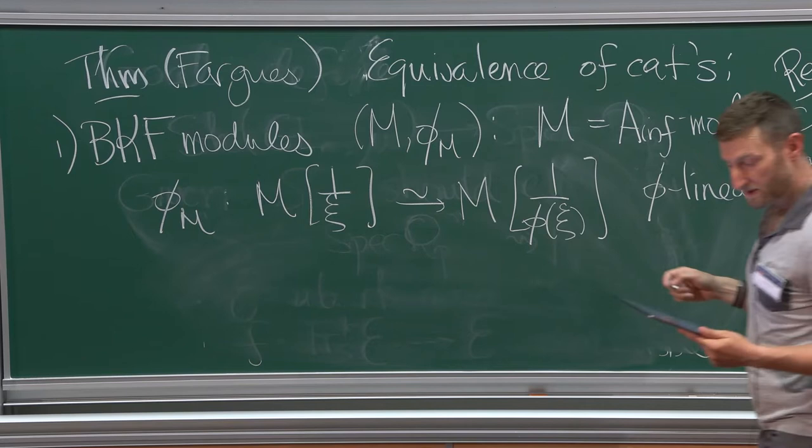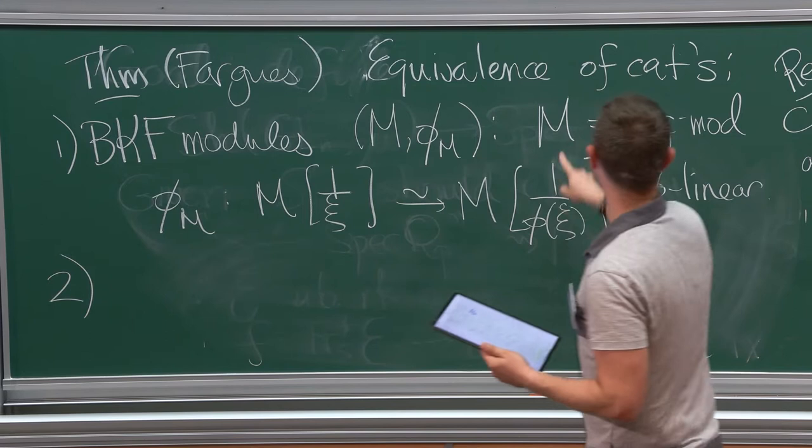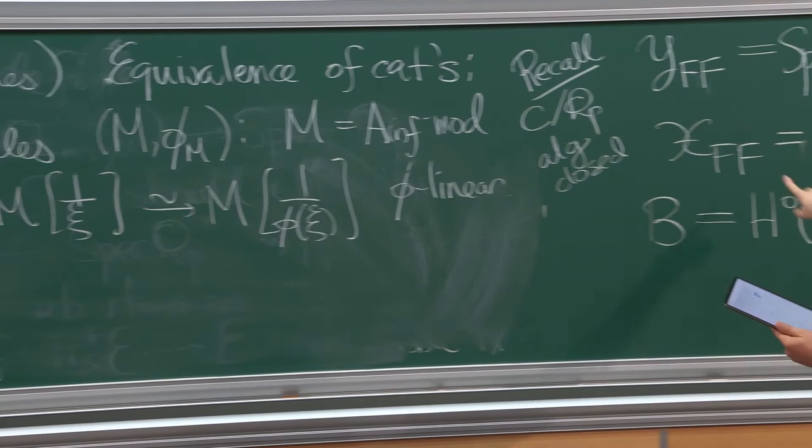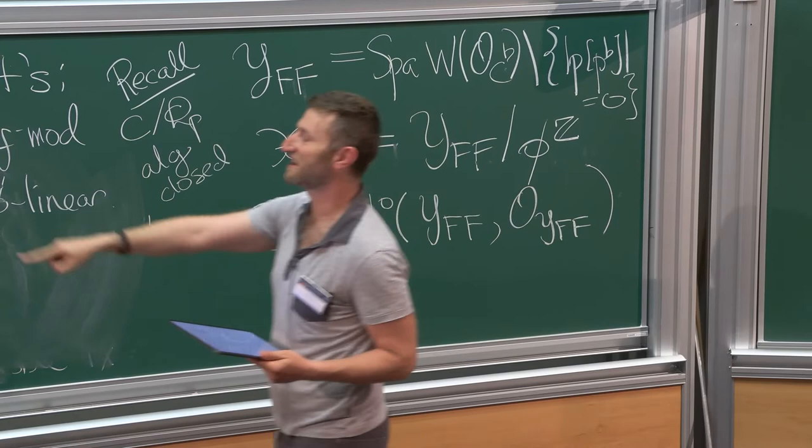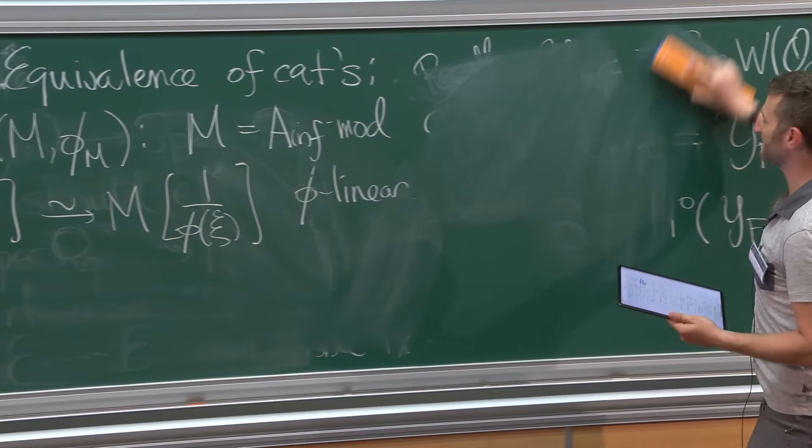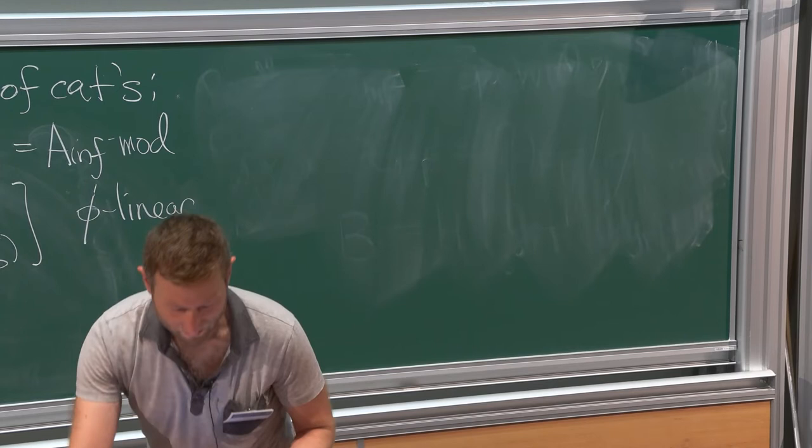On the other hand, well, maybe it's not so surprising because M is an A_inf-module and X is derived from A_inf in some way by quotienting out. So maybe it makes sense that you should descend this structure to the Fargues-Fontaine curve. All right, so the second category will be vector bundles on the Fargues-Fontaine curve with some additional structure.